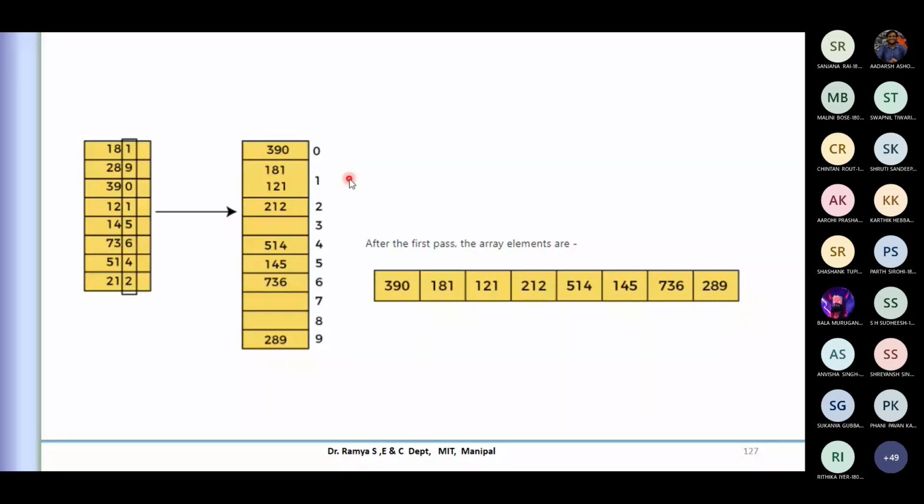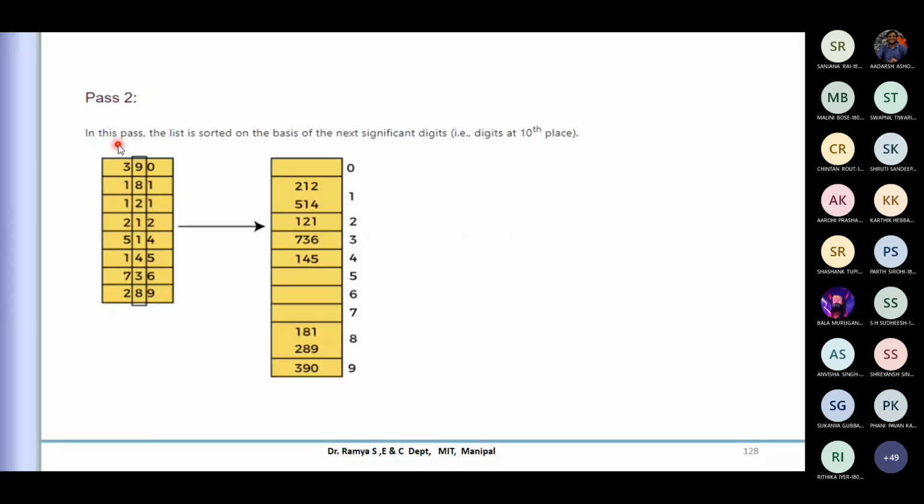Next, we begin with the second digit, the second place, the tens place, because it's a decimal number system. Again, I'll have a fixed number of buckets depending on the radix. If it is binary, I'll have only 2 categories; if it is decimal, I'll have 0 to 9. In the second phase, 390, which was the first value, is now sorted based on its second digit.